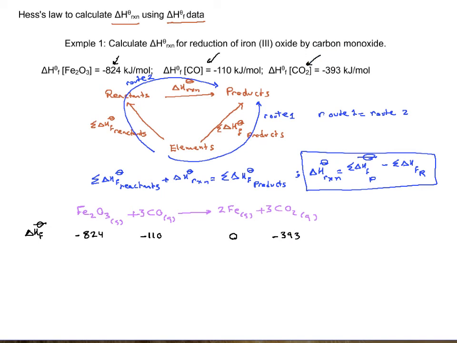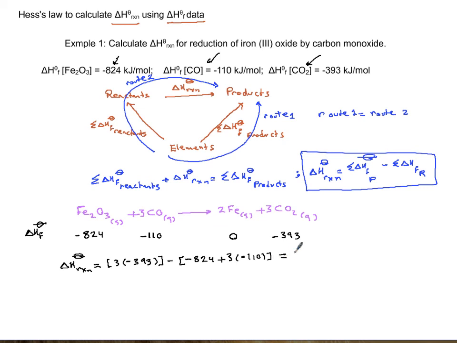Now let's just plug it into the equation. Delta H of this reaction simply is equal to products, which iron is 0, but you have 3 carbon dioxide, so 3 times minus 393, minus reactants, minus, you have 1 iron trioxide, minus 824, added to 3 carbon monoxide, which is 3 times minus 110.